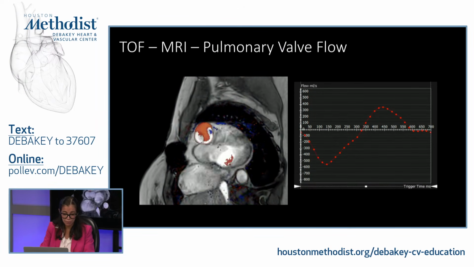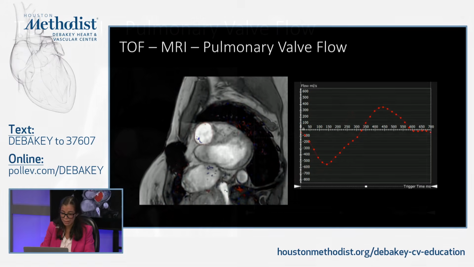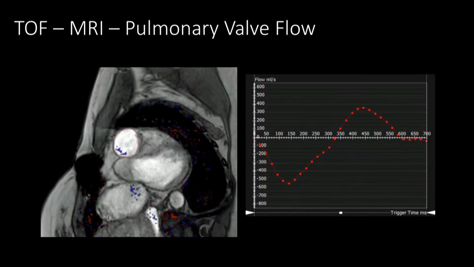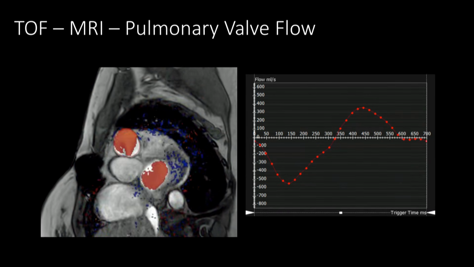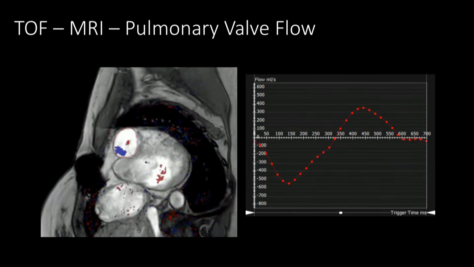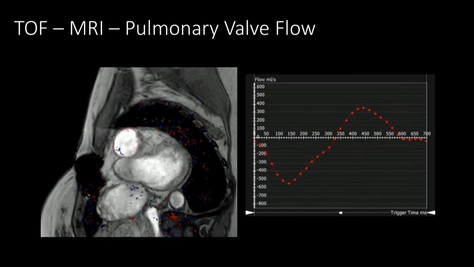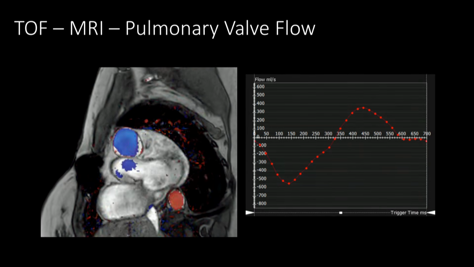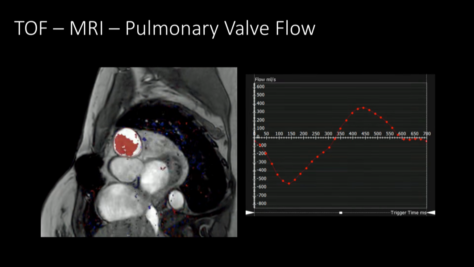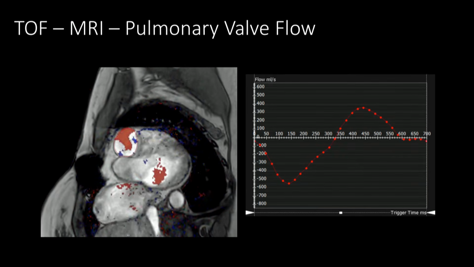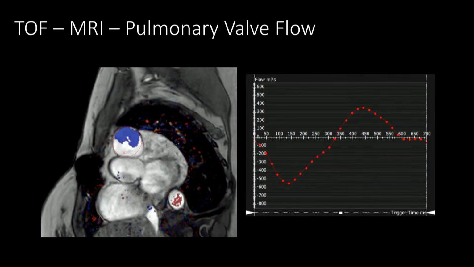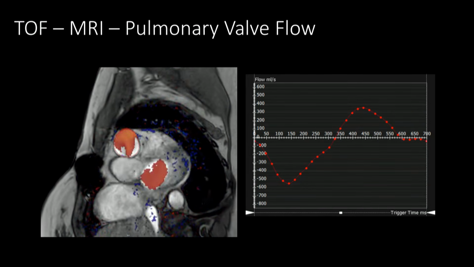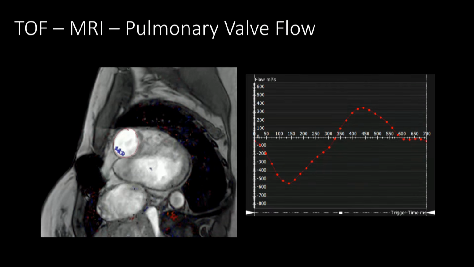This is to and fro flow, blue and red, and then we can see here the pattern of the flow on the right, also to and fro, right? MRI measures the flow that goes forward and goes backward, and that's one of the ways we calculate the regurgitant fraction very accurately. So it's the gold standard to measure pulmonary regurgitation.